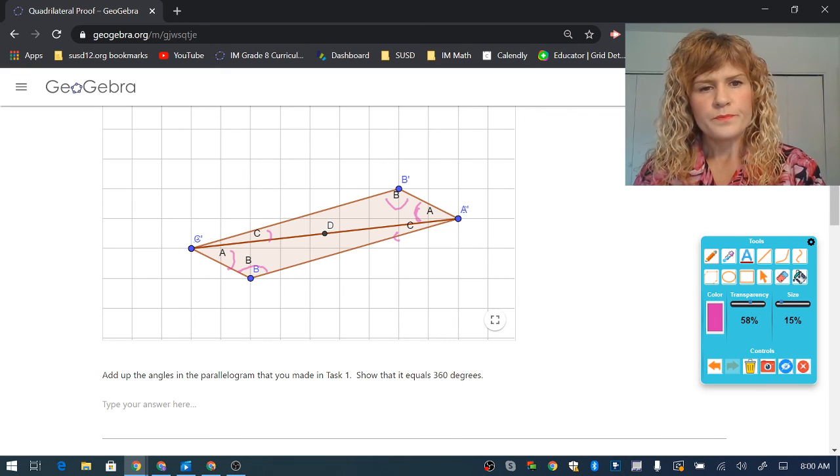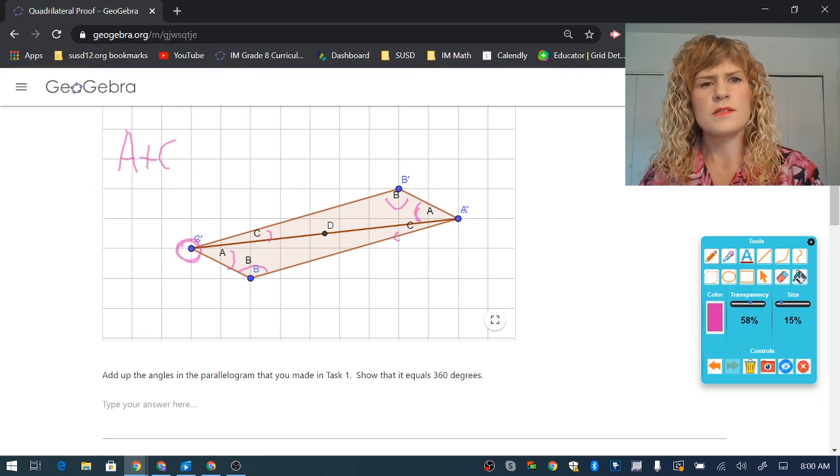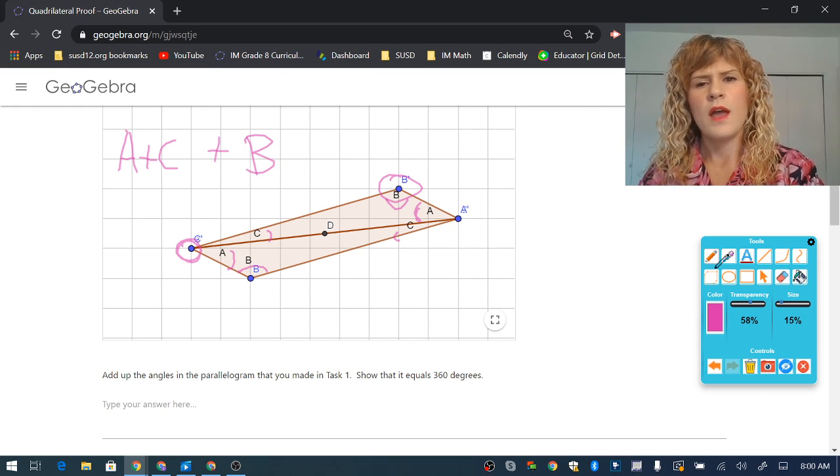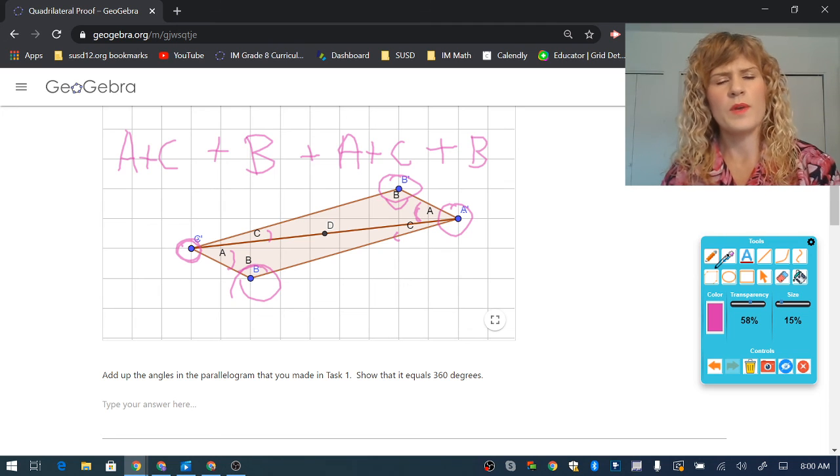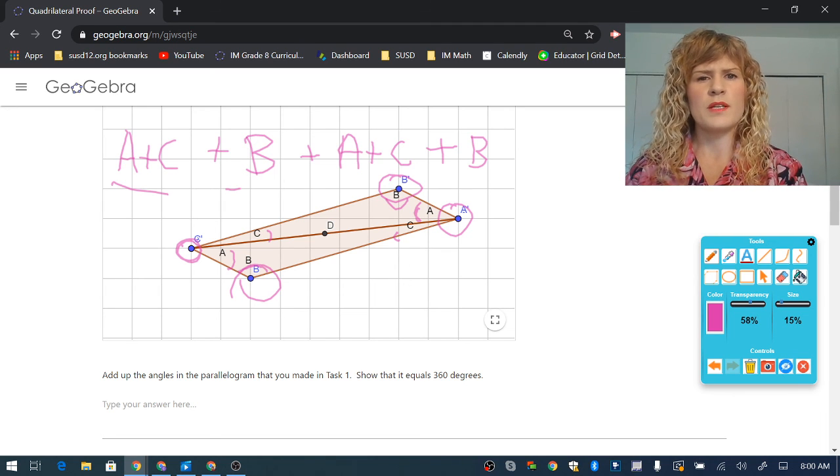This point here, this vertex, has two angles in it. It is A plus C. And then the next vertex here, that is angle B. And the next vertex here is angle A and C, A plus C. And then the next vertex here is angle B. So what do we get? We get A plus C plus B plus A plus C plus B.